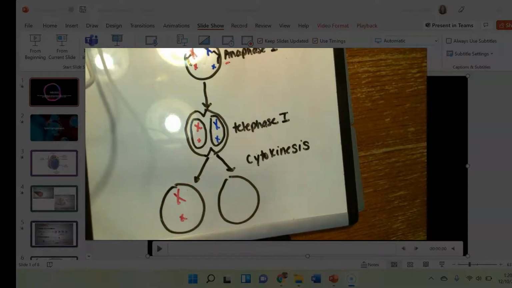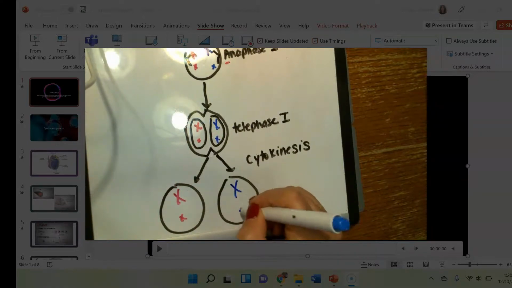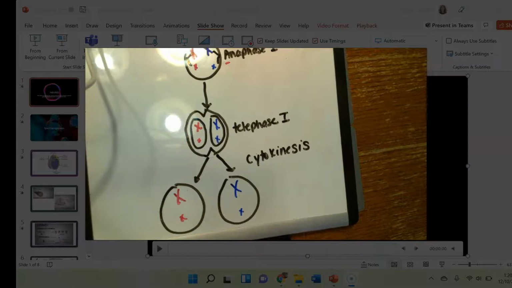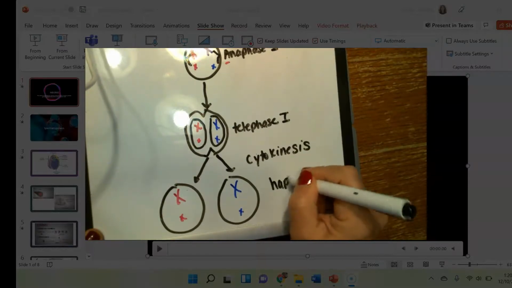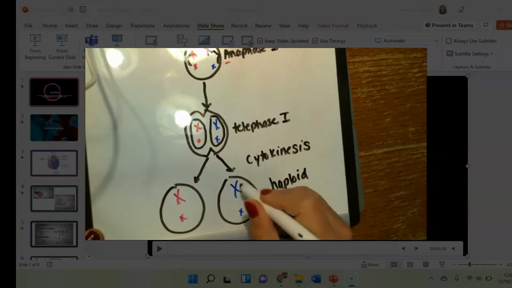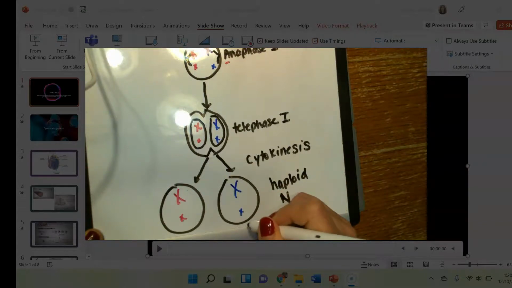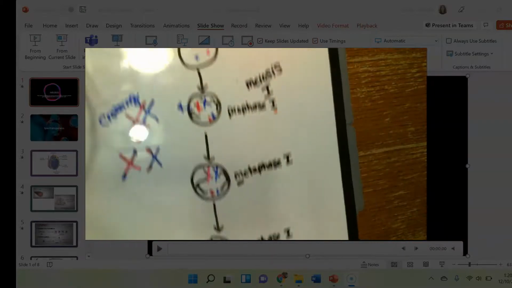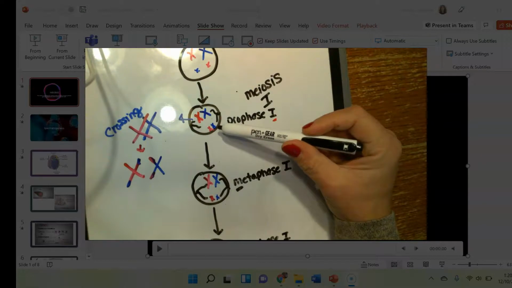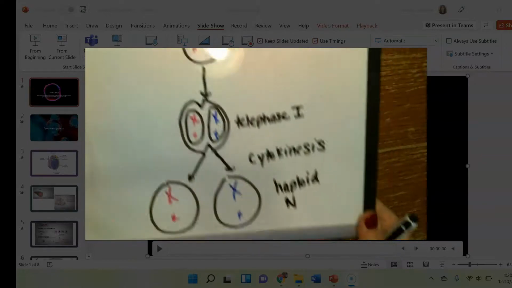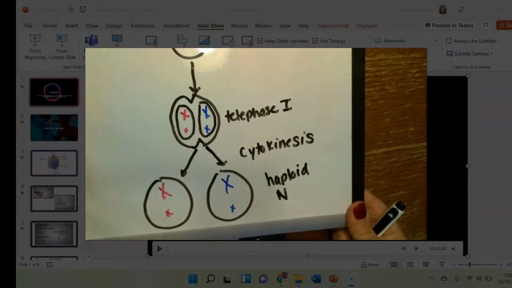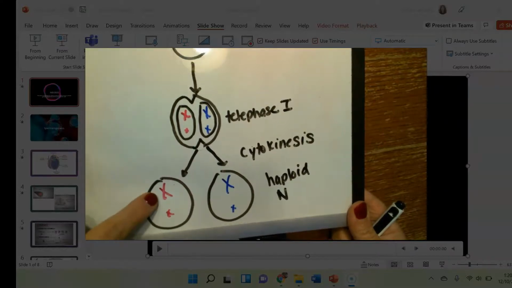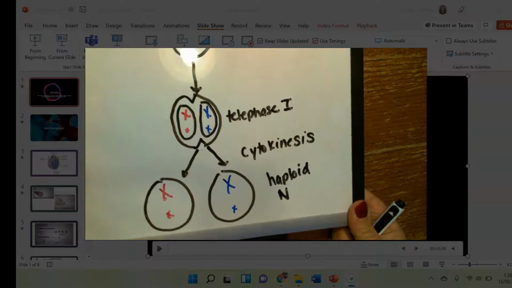Now remember, these are going to have genetic variety to them. These are called haploid cells because there's only 1 copy of each chromosome. So we went from a cell that had 2 copies of every chromosome, and we've divided it into 2 cells that only have 1 copy of each chromosome. 1 copy of chromosome 1, 1 copy of chromosome 2.